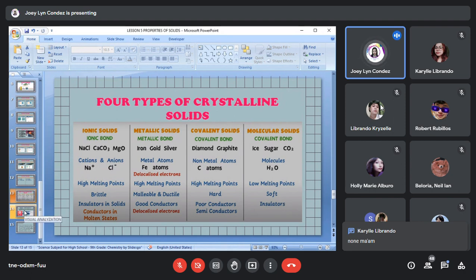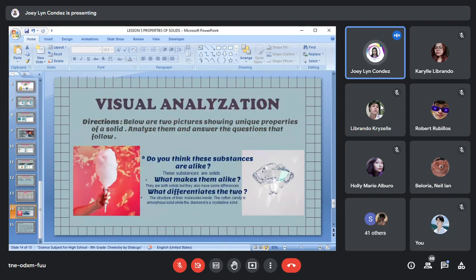So let's answer this question, the activity. Do you think these substances are alike? Yes, they are both solids. But they also have some differences, the structure of their molecules inside. The cotton candy, again, is an amorphous solid, while the diamond is a crystalline solid.